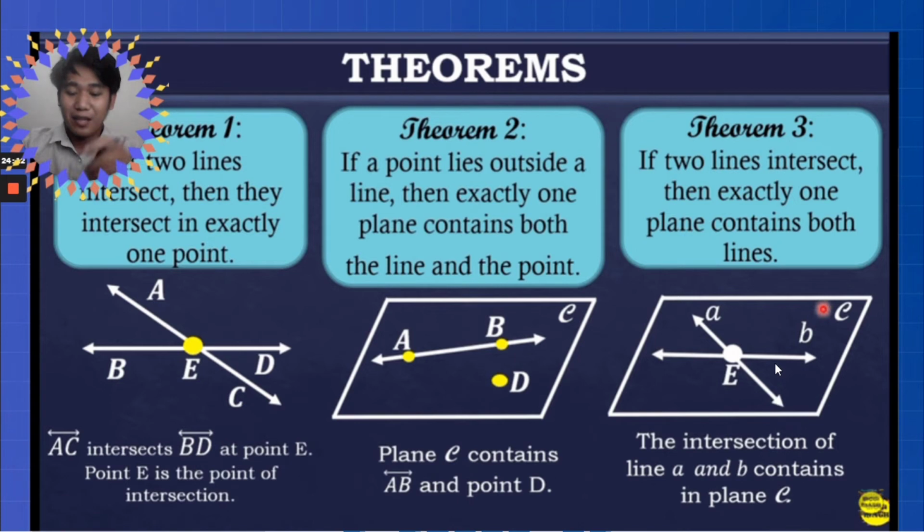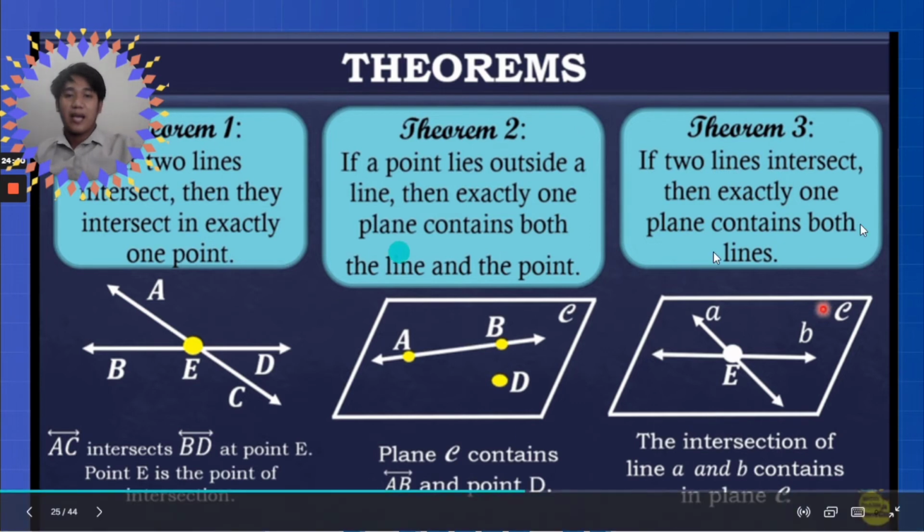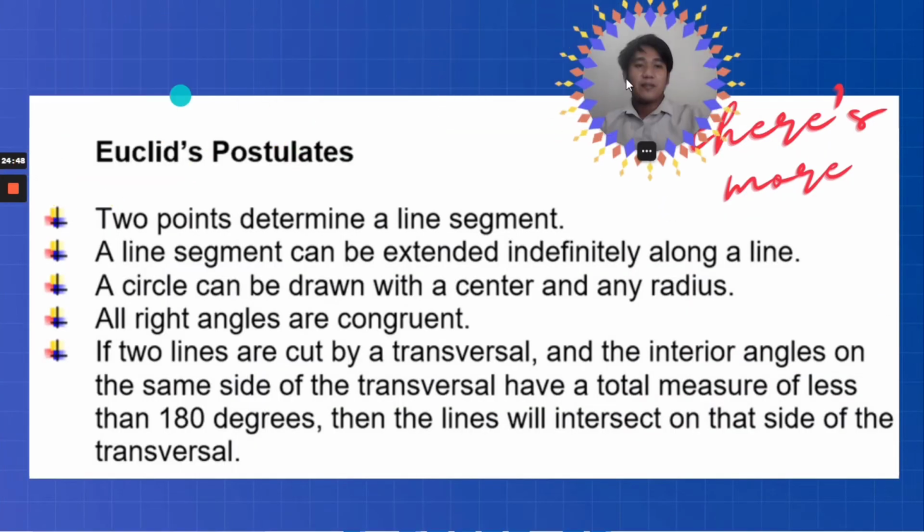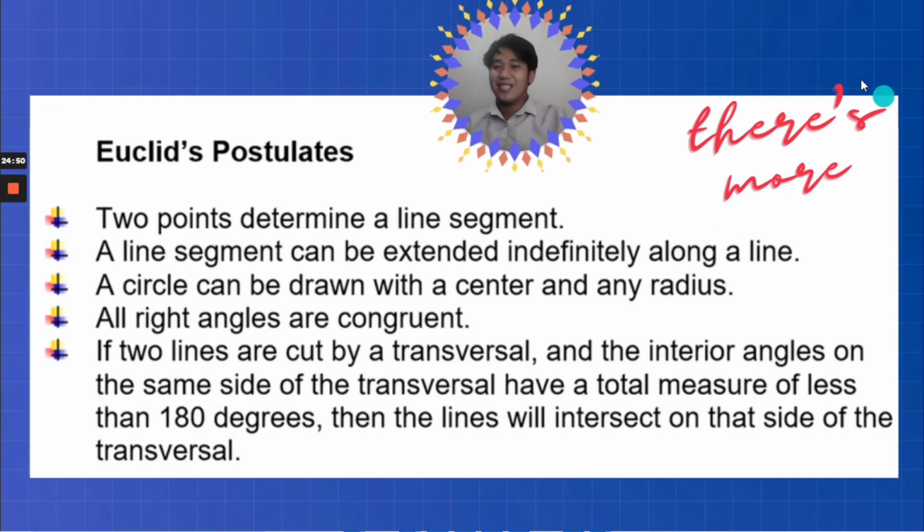How about if line A lies on this plane as well? So there you go. They are able to intersect because they are lying on the same plane. Unless they are lying on different planes, they will never intersect. They will be called parallel lines. Alright, let's continue. So the intersection of line A and B is contained in plane C. So these are just some of the postulates and theorems that we have. Here are some. Yes, there's more, as it said here.